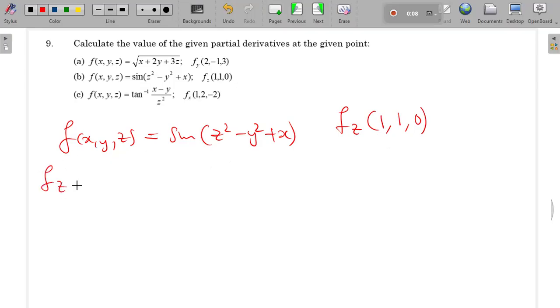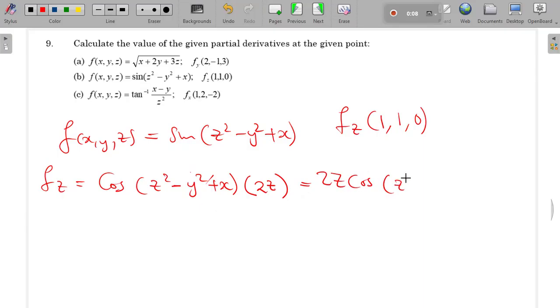So for f sub z, I differentiate the whole function, that is sine. Differentiating sine, I get cosine. Then I write what's there: z squared minus y squared plus x. Then I differentiate the inside function; of course, I treat y and x as constants. I only consider the z, and differentiating z squared, I get 2z. So writing it nicely, it is just 2z cos of z squared minus y squared plus x.